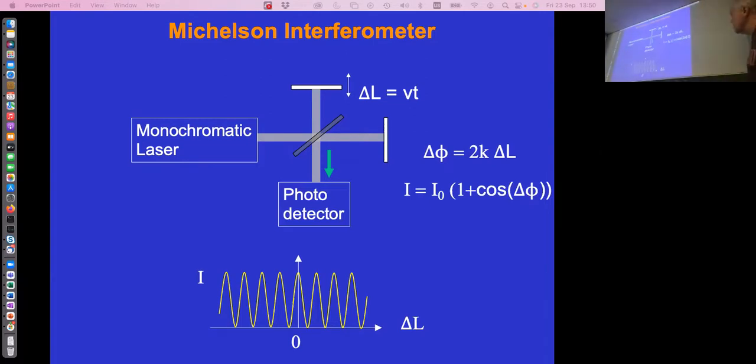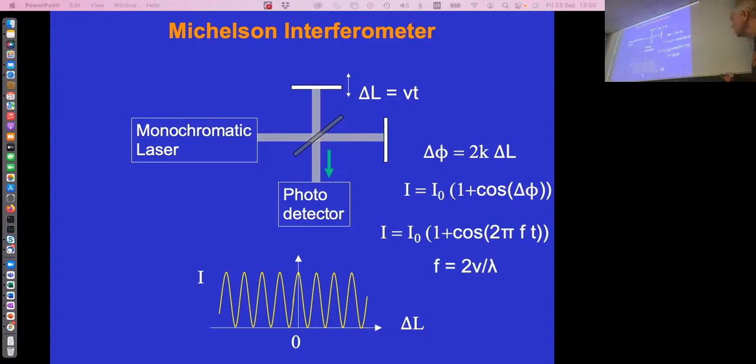Okay, so the intensity that I see here is then given by a baseline intensity I0 multiplied by 1 plus the cosine of this delta phi, the phase difference from the path length difference. And with that, I can write it as I0 times 1 plus the cosine of 2 times pi times f times t, where f is a frequency.